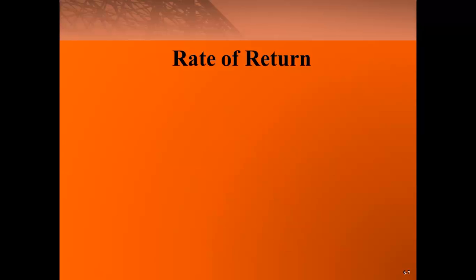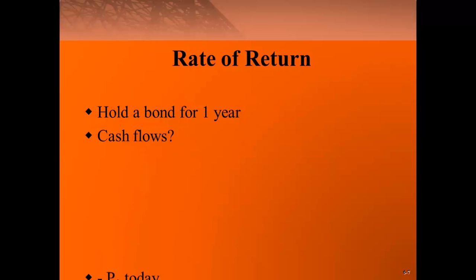Next concept is what is the rate of return of a bond. Assume that we hold the bond for 1 year. What are the cash flows of the bond in the 1 year? Well, initially we bought the bond, so we had a negative cash flow. After 1 year, we received the coupon, so we have a positive cash flow. Then when we sell the bond after 1 year, we get money again, so that's also a positive cash flow.